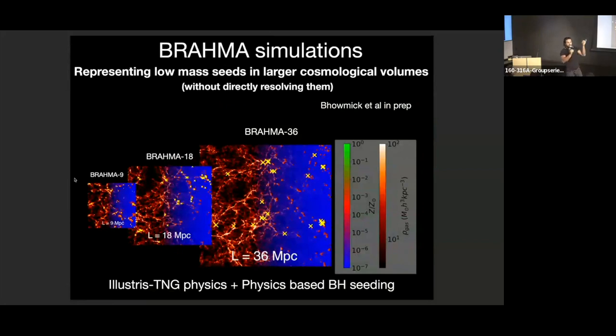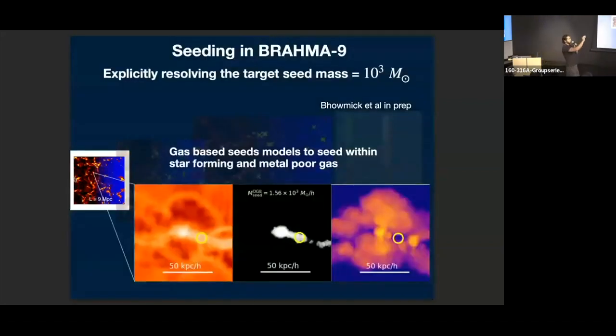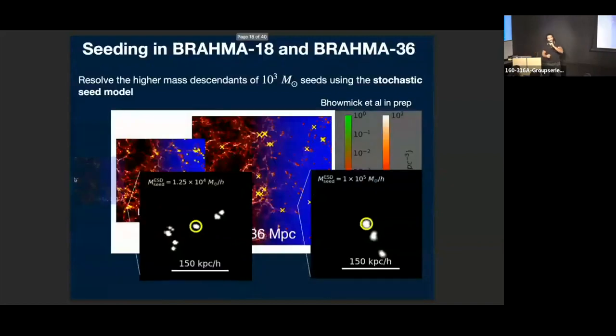So the idea is to basically represent these low mass seeds in larger volume cosmological simulations without having to explicitly resolve them. The way we do that is by creating these three sets of boxes. And only in the smallest volume, highest resolution box, the Brahma 9 megaparsec box, do we explicitly resolve 10 to the power 3 solar mass seeds using the gas-based seed model. And then in the larger boxes, the Brahma 36 and Brahma 18 megaparsec boxes, we resolve the higher mass descendants. So 10 to the power 4 solar mass descendants in Brahma 18 and 10 to the power 5 solar mass descendants in Brahma 36, forming in these rich environments with multiple galaxy neighbors.